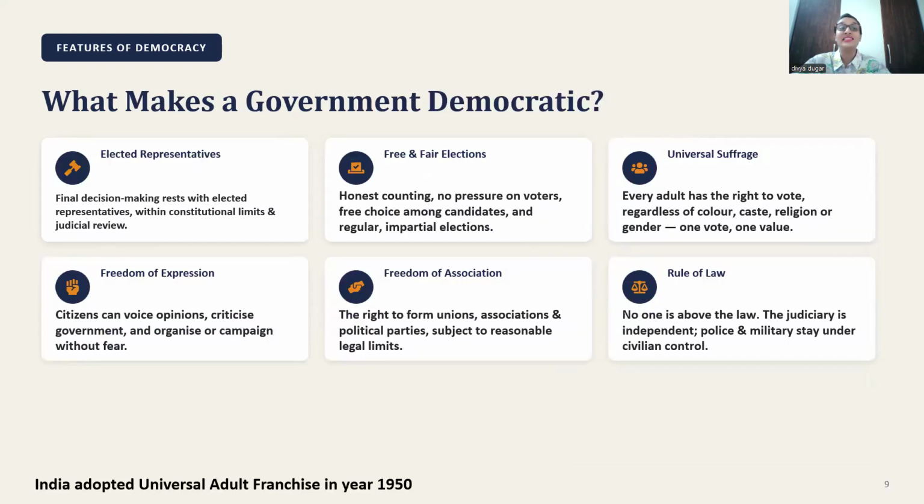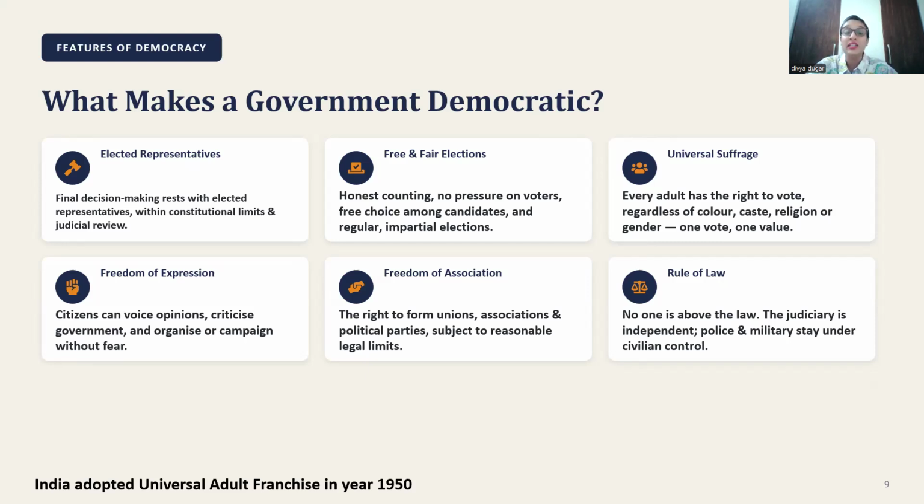Now, what makes a government democratic? How can we say that the government is democratic? Okay. So here in this slide, we are going to understand the different features of democracy. Okay. So students, the first feature of democracy is, in democracy, the final decision is in the hands of the people, because people only choose representatives, right? Okay, so the representatives are elected by the people. That is the first feature of democracy.